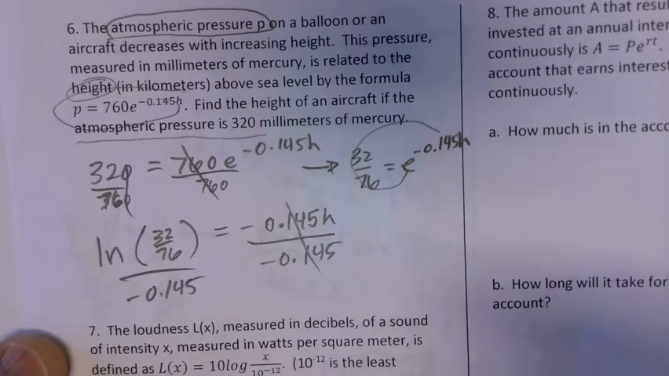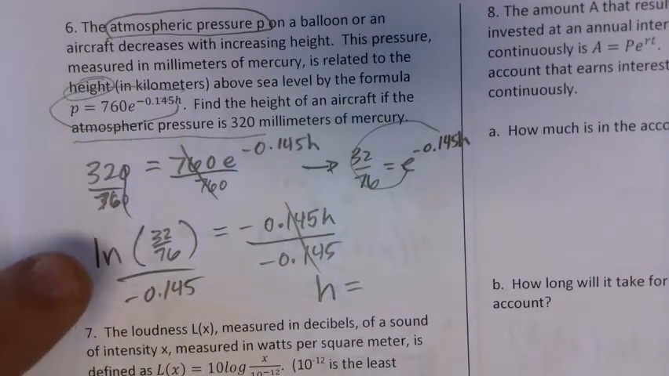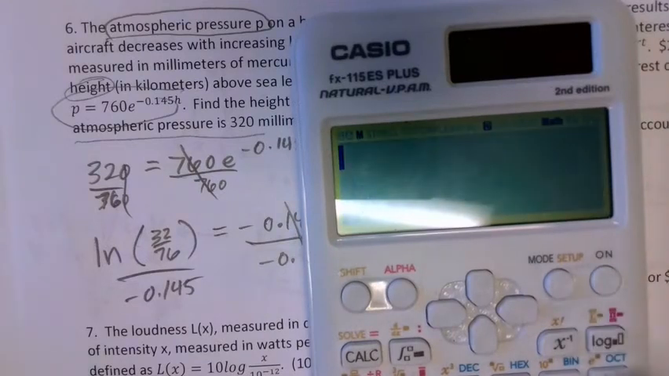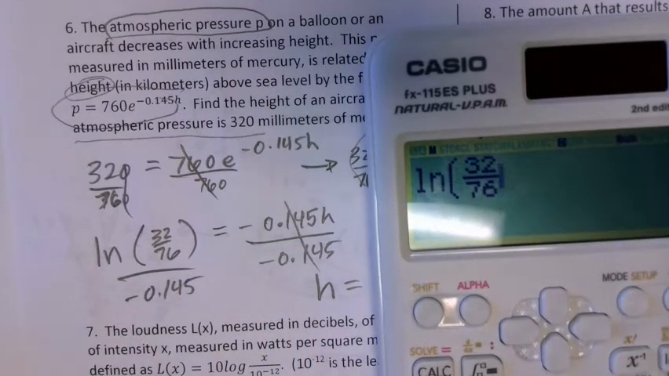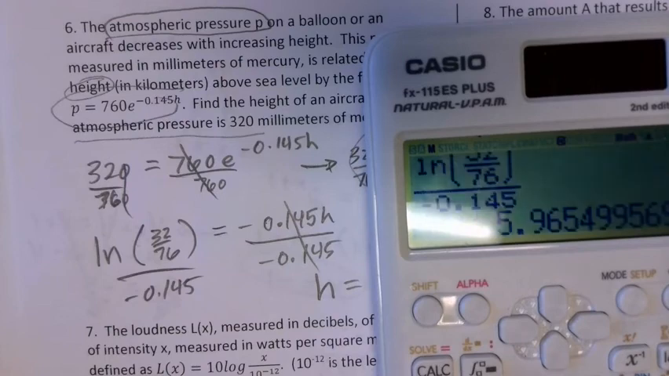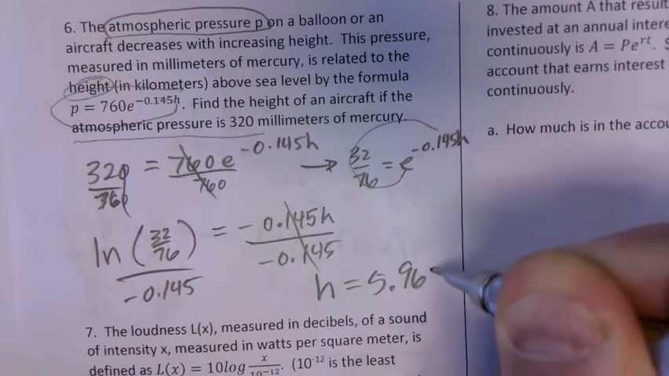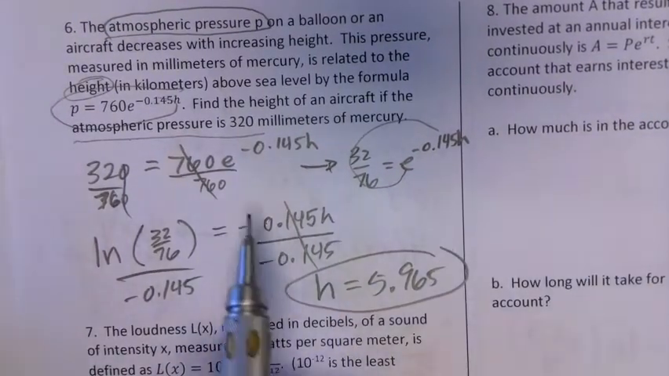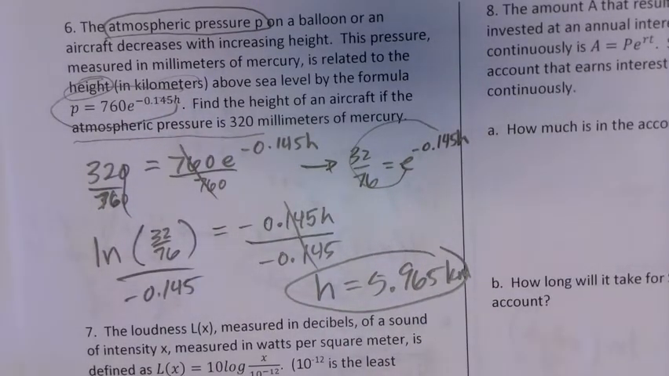Okay. I didn't bother to pick up my calculator until the very end. I guess I could have earlier and figured out what that natural log of 32 over 76 was. So I go the natural log of 32 over 76, and that's all going to be over dividing by negative 0.145. Perfect. And there it is, 5.965. So my height is 5.965 in what? Oh, kilometers. See, that's in kilometers. So my height is 5.965 kilometers.